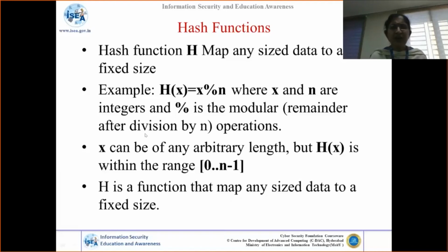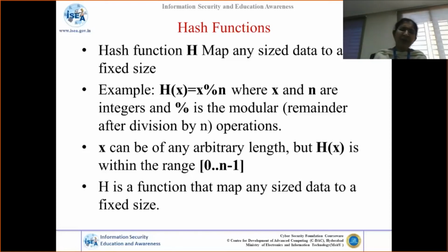Let me explain what the variable length is. In this case, h of x is equal to x modulus n. Let us say modulus 10 is our function, so n is 10. X can be 22 or 222 or 2222, it can be of variable length. Ultimately, when you perform the modulus operation, it always gives the remainder, 2. So it gives a fingerprint of that particular message.